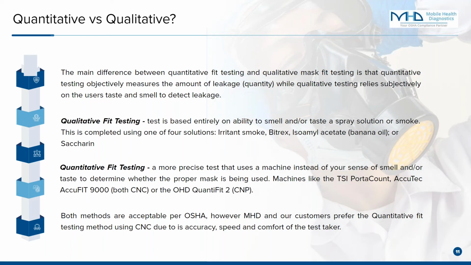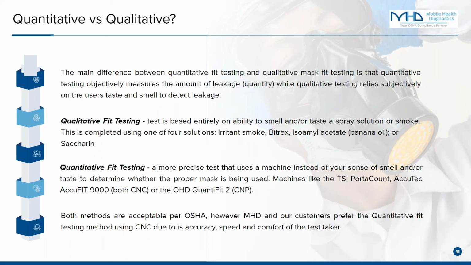So the thing to keep in mind with all these types of fit tests, whether you're using qualitative or quantitative fit testing, is that you follow the OSHA guidelines for using the test, and also follow the manufacturer instructions for setting up and using the fit test method that you select. With all of these, setting up the test properly is the way you're going to get the most accurate results. But both methods, CNC and CNP, can be accurate when used properly.